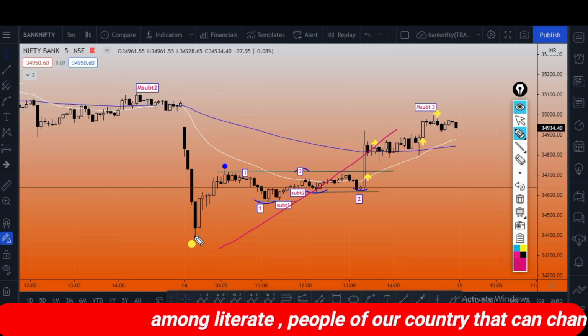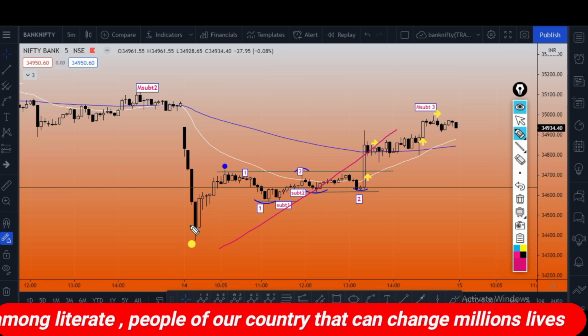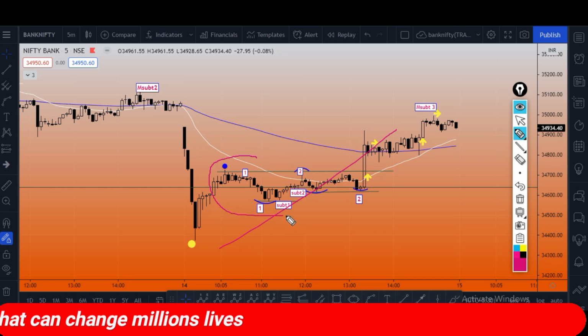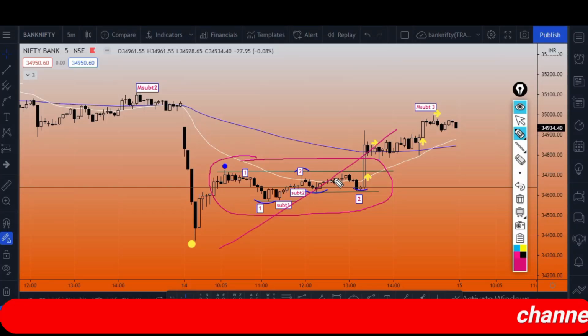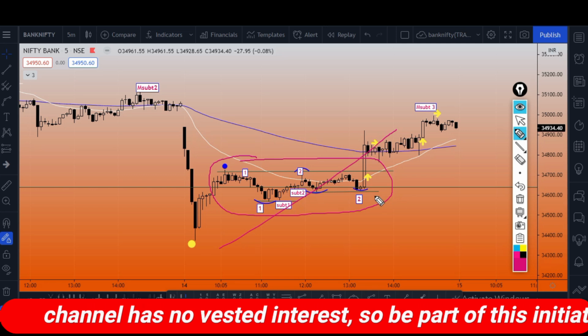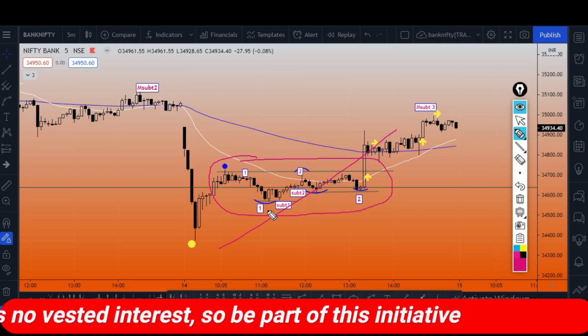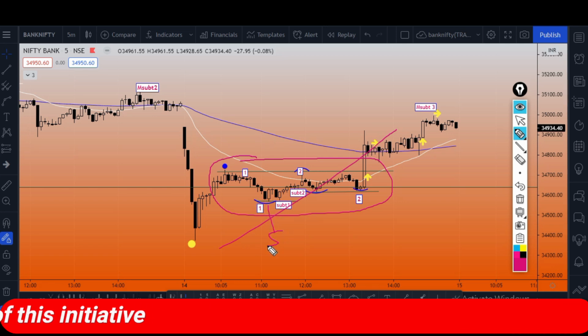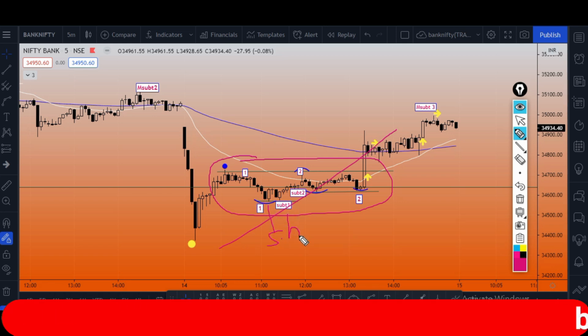In trend reversal marking, what will happen? This total marking, this is range bound movement. So it will become the test, then subtest 1, then subtest 2.